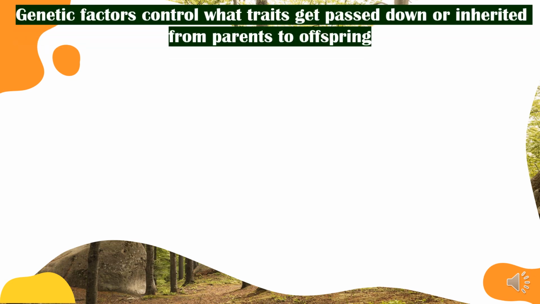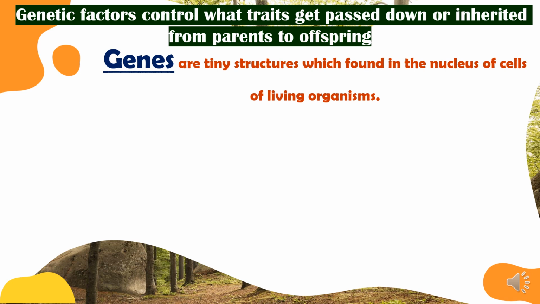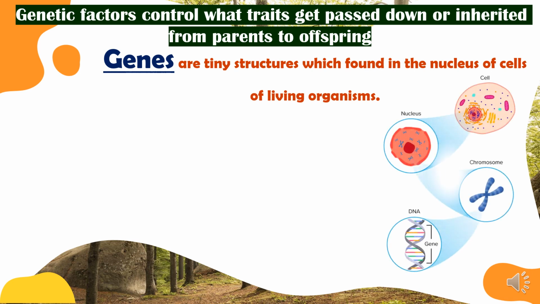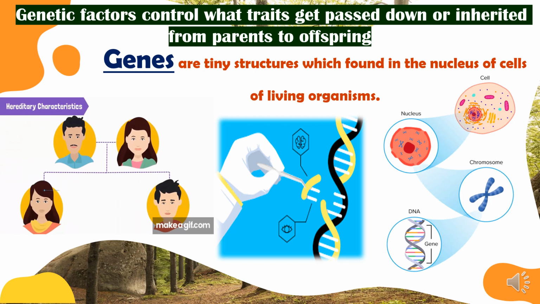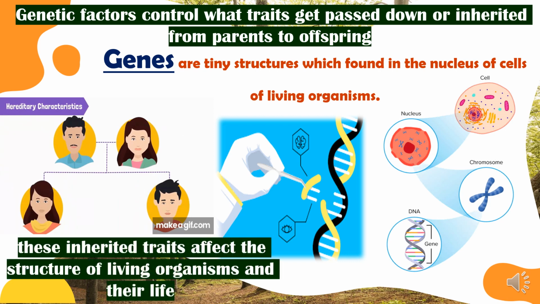So, these genetic factors control what traits or properties get passed down or inherited from parents to offspring. But the question is, do you know what's meant by genetic factors or what are genes? Actually, genes are tiny structures which are found in the nucleus of the cells of living organisms. And genes carry the traits such as the color of your eyes, the shape of your ears and nose, and so on. So, these inherited traits affect the structure of living organisms and their life.